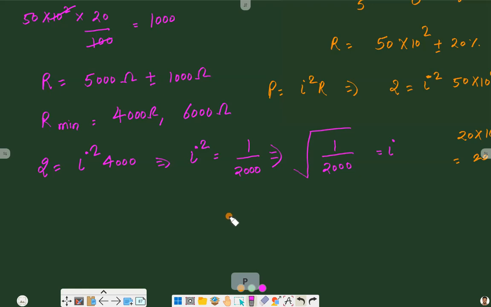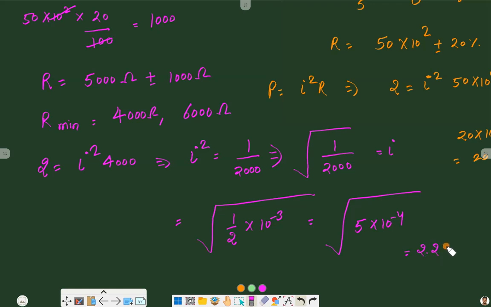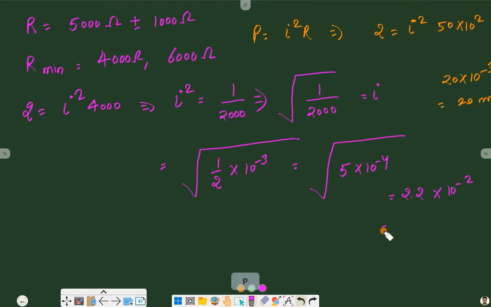Now how can we solve it? We can write it like this: 1 by 2 into 10 raised to power minus 3. We can write it further like this: 5 into 10 raised to power minus 4. The root of 5 is around 2.2, and the root of 10 raised to power minus 4 is 10 raised to power minus 2, and we can write it as 22 milliampere.